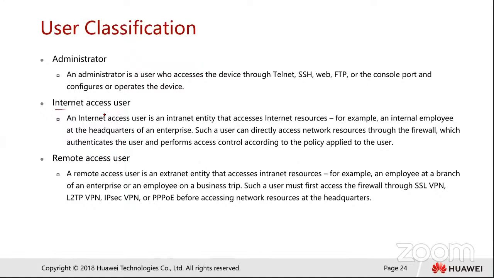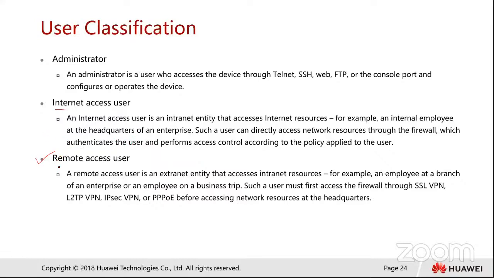The internet access user is an intranet entity that accesses the internet resources. For example, you have an employee in your department or organization, and they have access to the internet. That person will qualify to be an internet access user. Such a user can directly access the network resources through the firewall, which authenticates the user and performs access control according to the policy applied to the user.